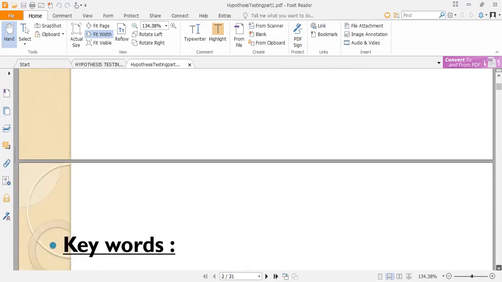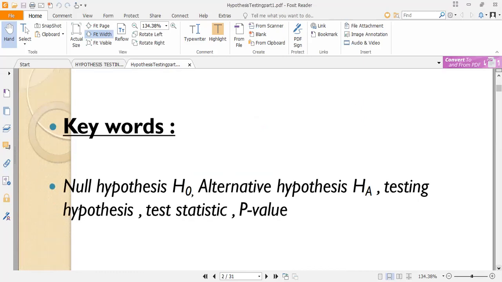So hypothesis testing is simply a statistical method that we use to test differences that exist between two sample means or more. Under hypothesis testing, we have key terms or keywords such as the null hypothesis, which is denoted by H0, and the alternative hypothesis, which is denoted by HA.